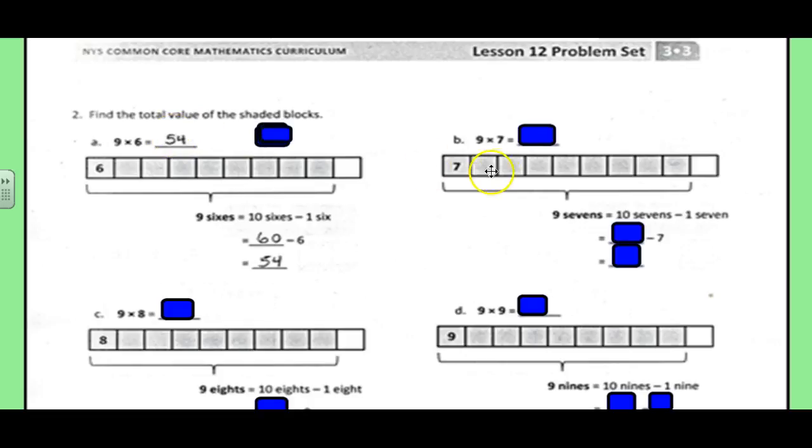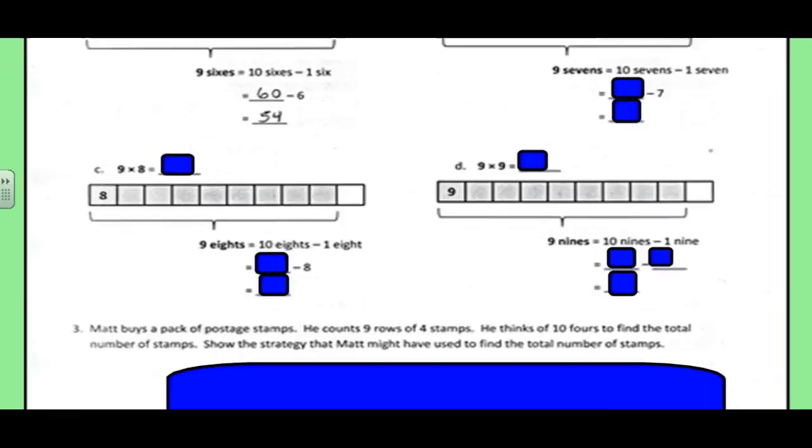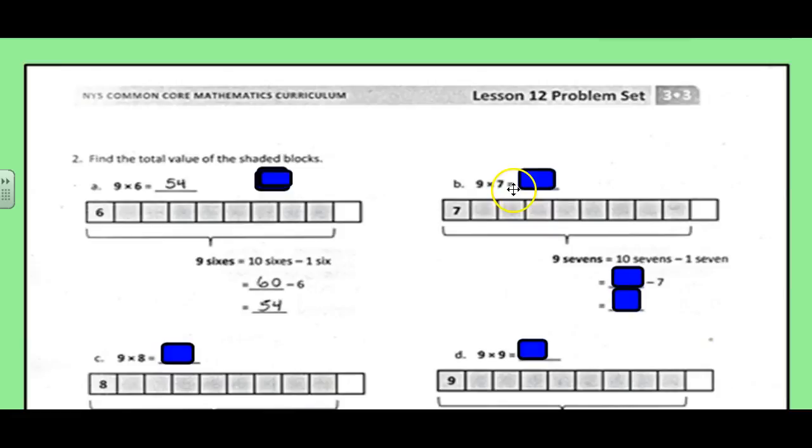Okay, I want you to move over here to B. We've got 9 times 7. So on this tape diagram in the shaded sections, you see 9 7s. And this white box right here just shows that they added one more 7. So we've got 9 7s is equal to 10 7s. And then we'll have to take that 1 7 away once we've figured it out.